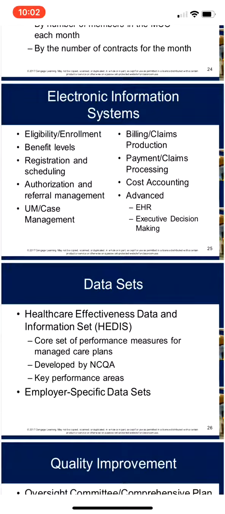And then we have executive decision making. Data from any or all of the information systems may be needed to determine where and when decisions are needed and to help in the decision-making process.